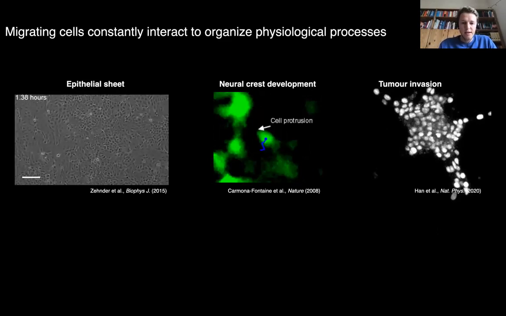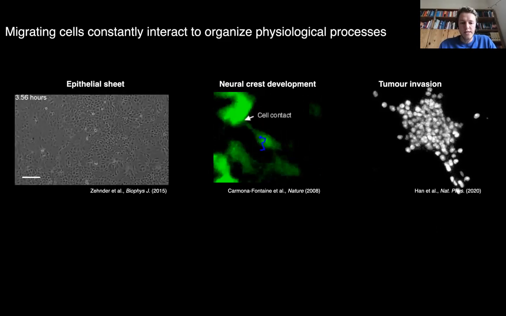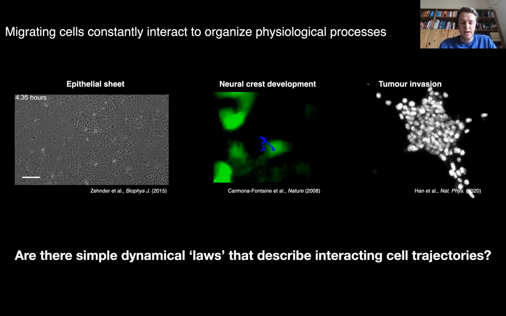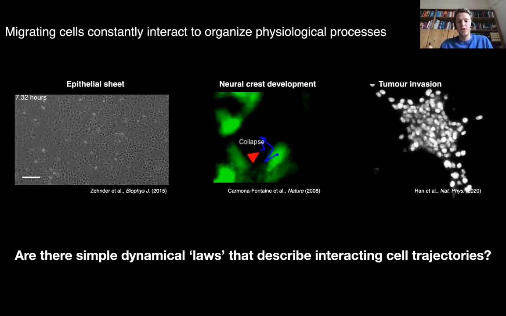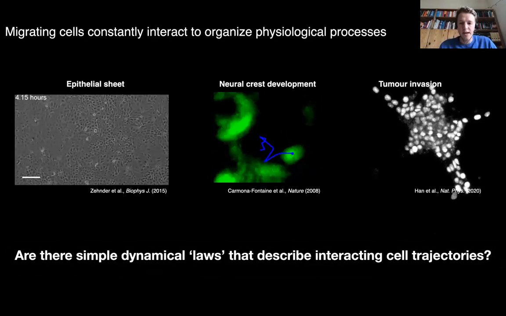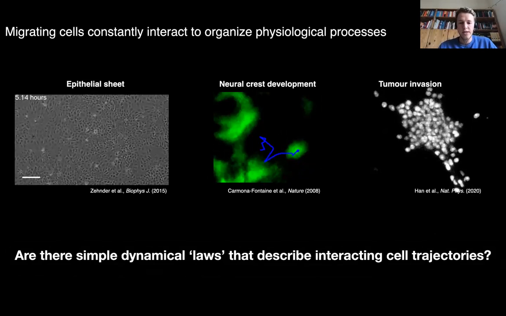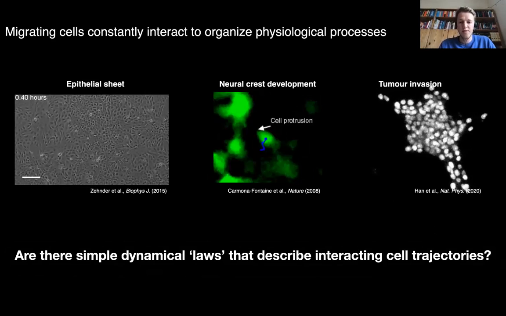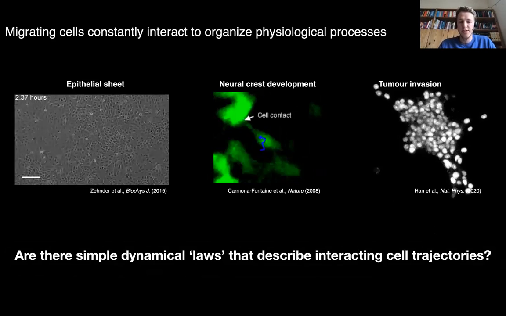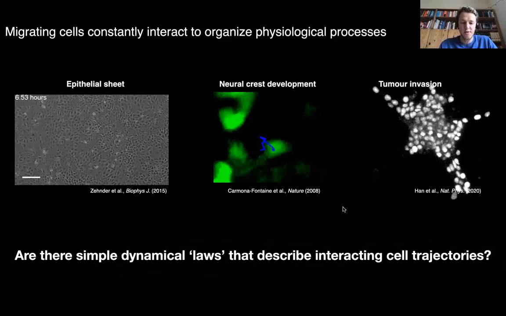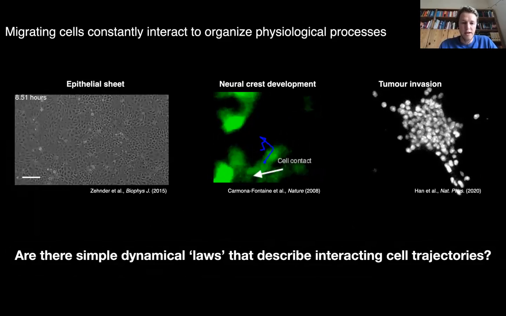And the big question that we wanted to address in this work was whether there might be simple dynamical laws that describe the emergent long time scale behavior of interacting cells. To address that question, we tried to build a minimal biophysical setup in which we can monitor cells colliding with each other, which is much, much simpler than these physiological processes I'm showing here.